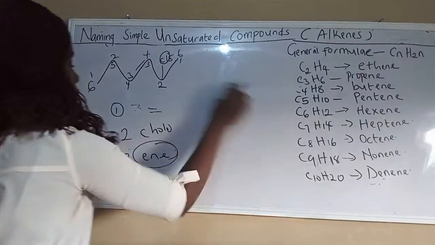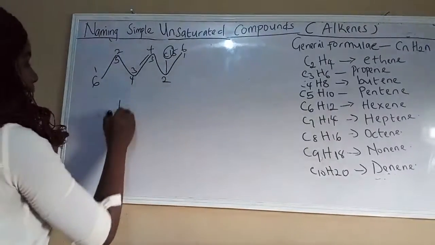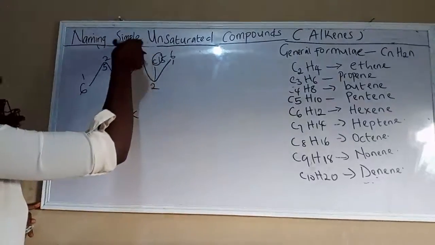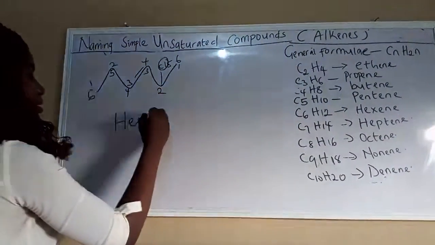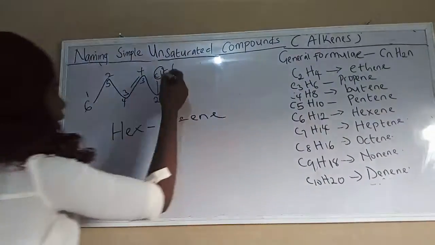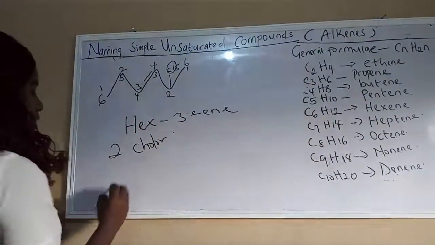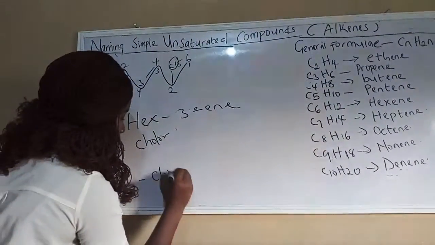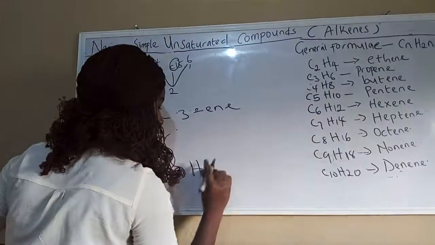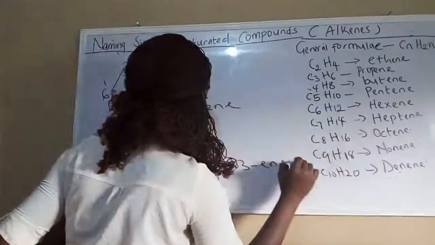Sorry, let me write it out so you can see it properly. You have 6 carbon, hex. Then double bond is at what? 3. 3 double bond, 3 in. Then where is the chlorine? 2 carbon. Carbon 2. So you join them together. You have 2 chloro hex 3 in.